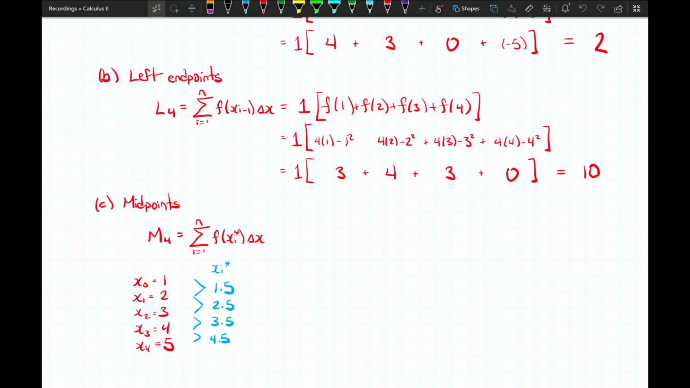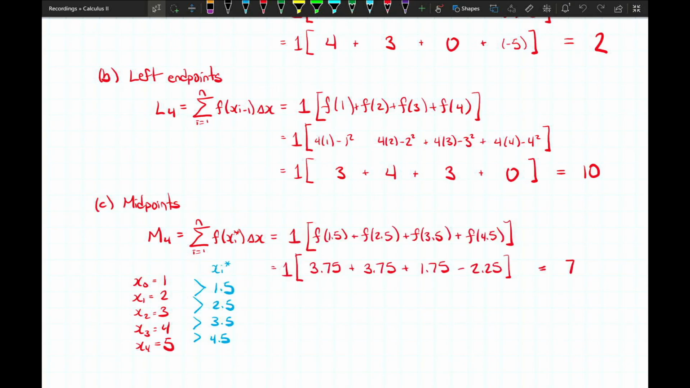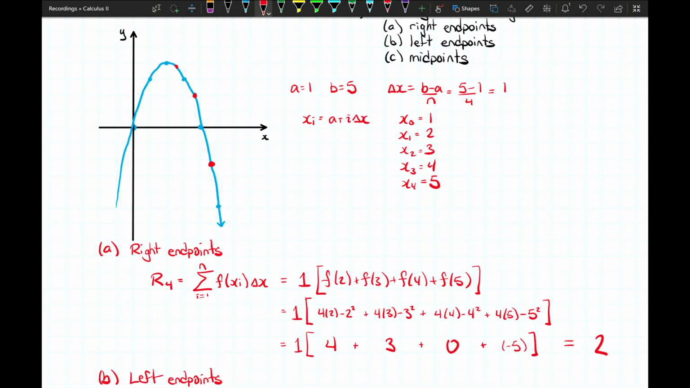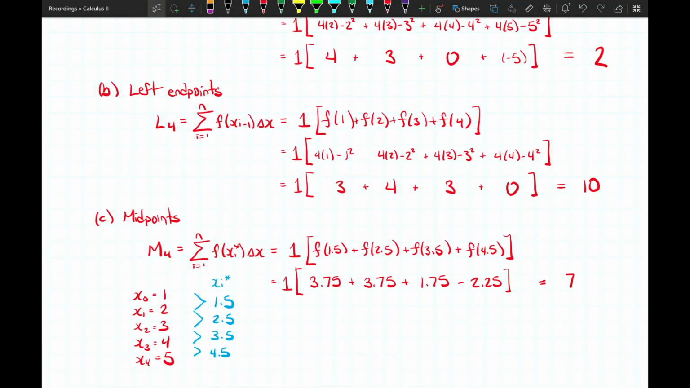We still only have 4 rectangles. So plugging these numbers in, I'll just skip a step here. The heights are 3.75, 3.75, 1.75, and negative 2.25. Again, we have a negative height there, and that's going to happen when we have x equals 4.5, giving us some point down here. We've got all of these midpoints now, and we're going to use these to form our rectangles. I'm going to say this is probably a fairly good approximation of the actual area. Using these heights, we multiply by a common width, which is 1, and that gives us an estimation of the area equal to 7.